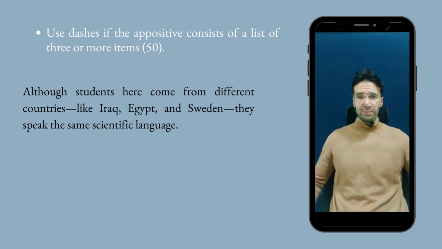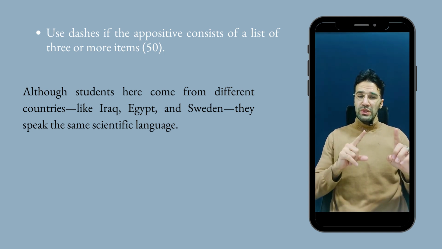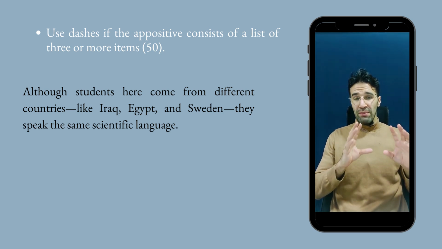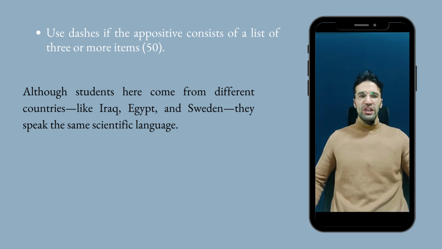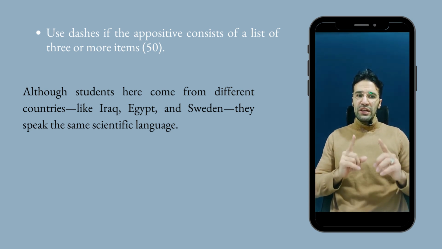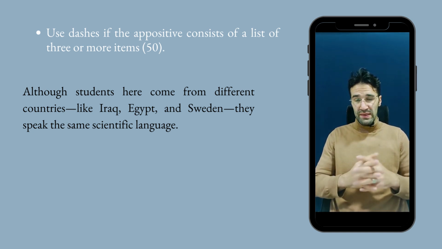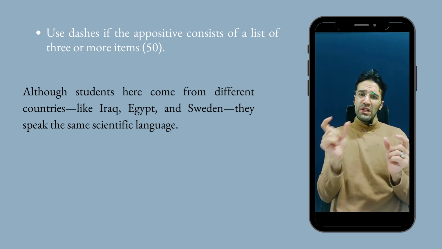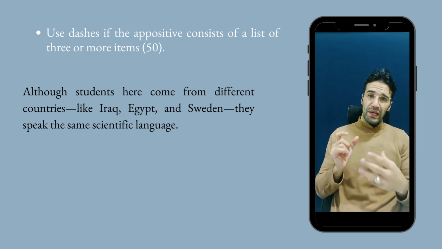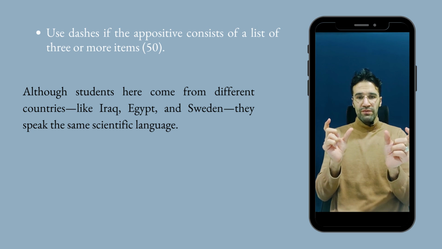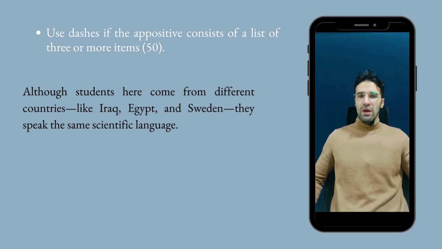Let's see an example. Although students here come from different countries, now we are introducing the appositive. But pay attention, the appositive has 3 parts. Like Iraq, Egypt, and Sweden, they speak the same scientific language. So here the appositive is like Iraq, Egypt, and Sweden, right? So we have already 3 items and we have already 2 commas there. So instead of adding 2 more commas before and after the appositive and making it more complex, it's better to go with 2 long dashes. Here it's more understandable what the appositive is and where it ends.